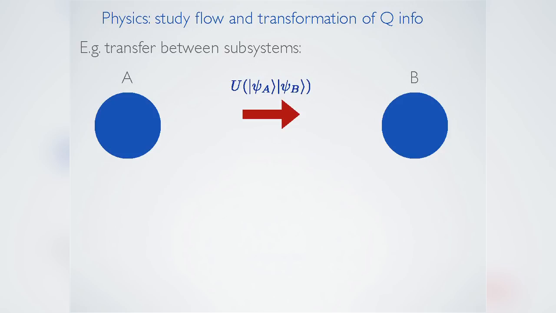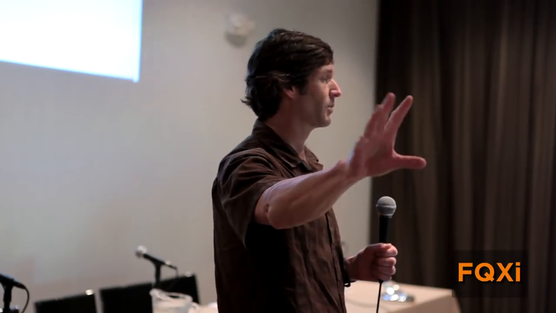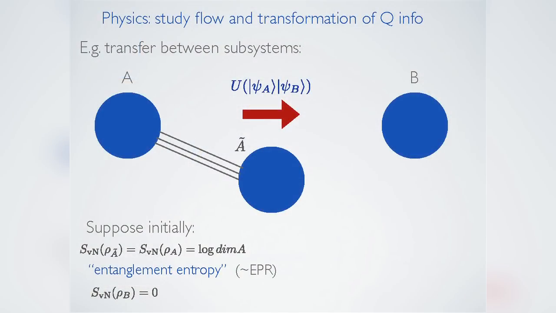So let's suppose A and B are two subsystems, and we have a unitary transformation that acts on the state of those combined systems. And we want to know, does that transformation transfer information from system A to system B? A way to think about that is to introduce an auxiliary system, which is a copy of A, call it A tilde, and let's think about an initial state where we've basically started with some entanglement between the two systems.